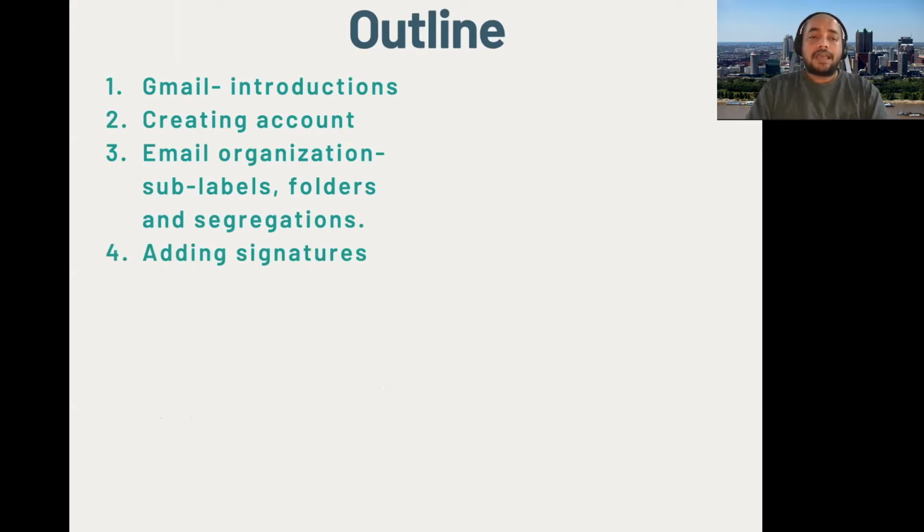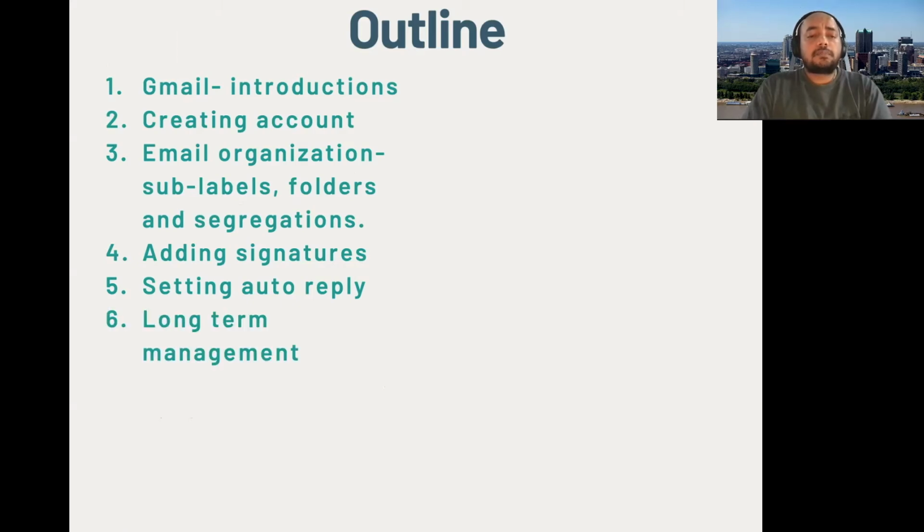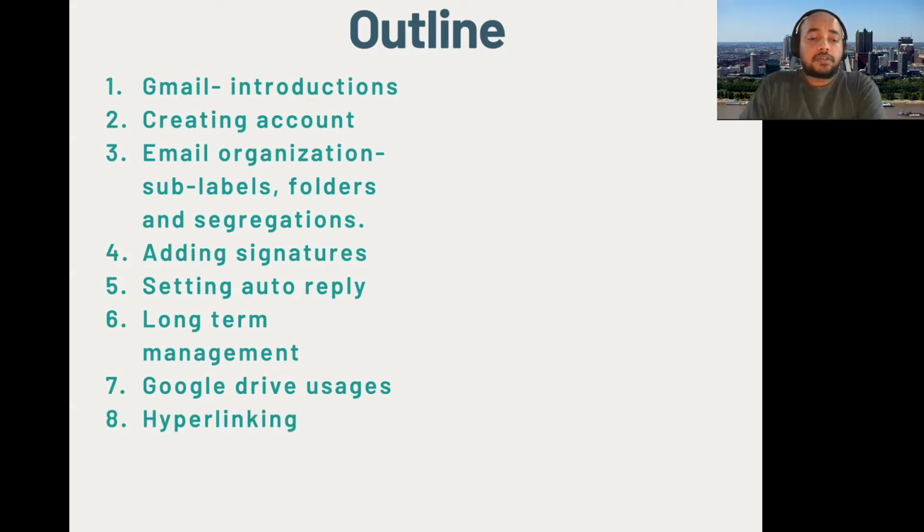The fourth is about adding auto signatures while you draft an email. Fifth, how you set auto replies when you are away from your office. Sixth is about long-term management: how you manage your Gmail so that in the long term you don't get confused and things don't slip away. Seventh is about Google Drive usage. The eighth is about hyperlinking certain things with URLs, the web links. The ninth is about searching emails.